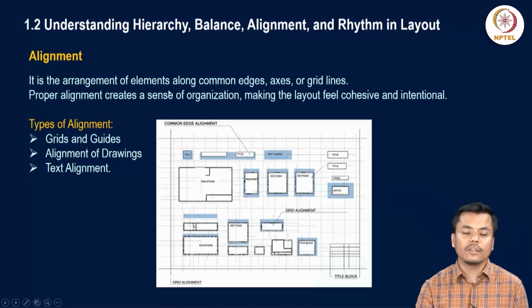Alignment, it is the arrangement of elements along the common edges or the axis or grid lines that you have incorporated in the sheet. So the proper alignment creates a sense of organization, making the layout feel cohesive and intentional. So what are the types of alignment? Grids and guides, alignment of drawings and the text alignment.